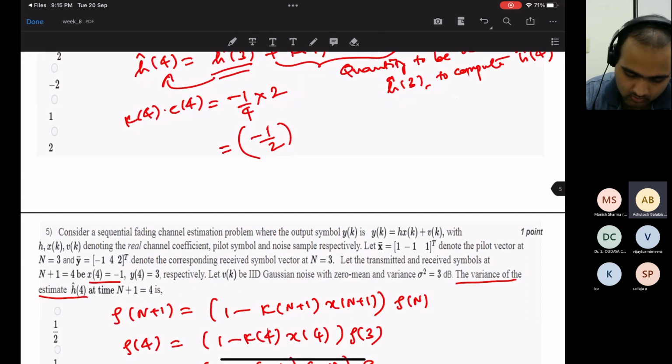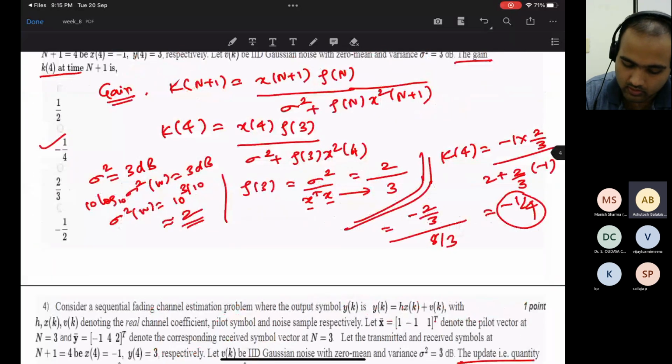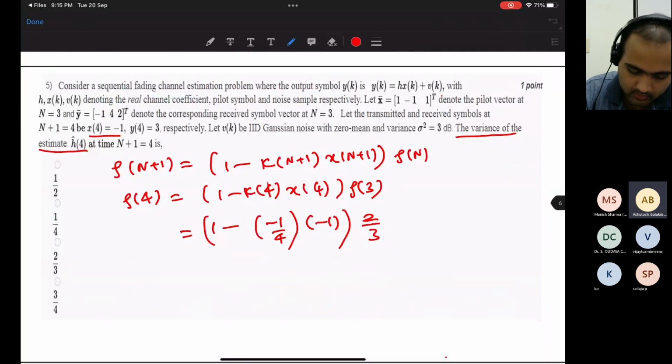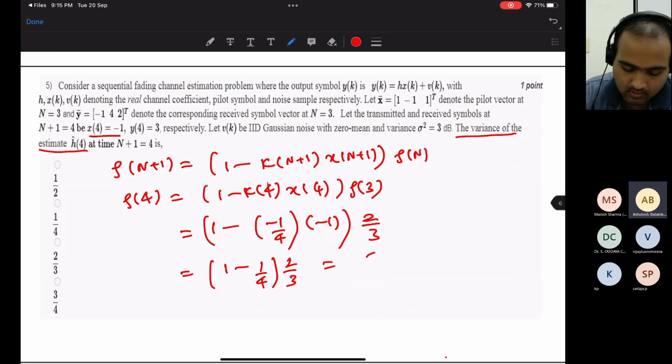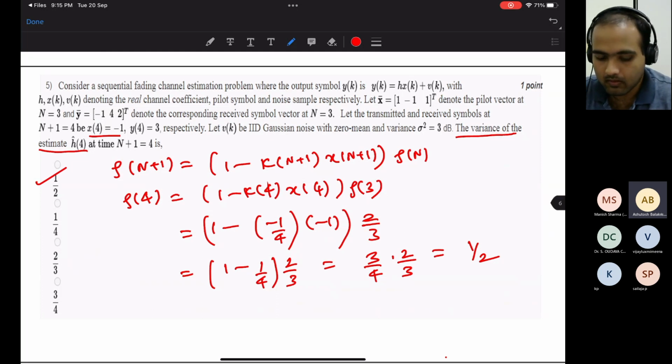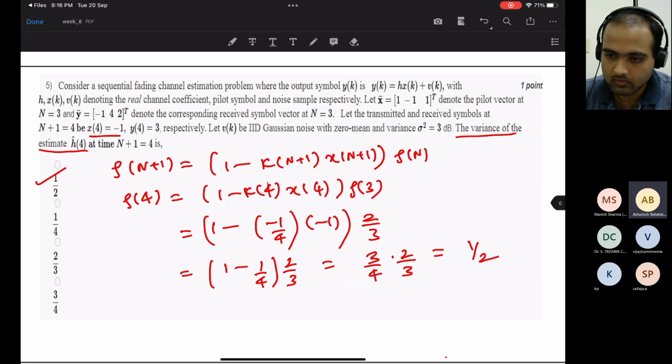Where did we compute rho of 3? We computed rho of 3 in this question, so we are going to use this rho of 3. If we solve this, we have 1 minus 1 by 4 times 2 by 3. And this is 4 minus 1 by 4, which is 3 by 4 times 2 by 3, so this is half. Okay, this is half. Any doubt? No doubts.